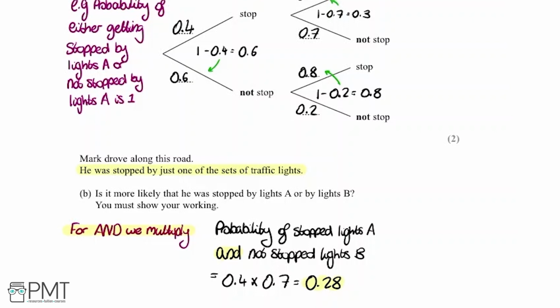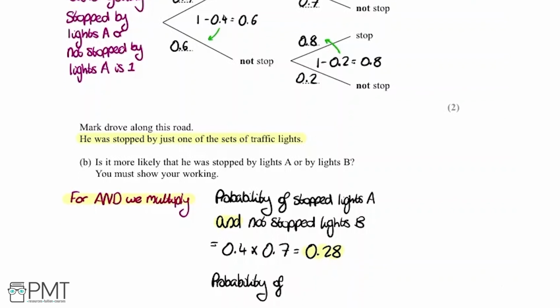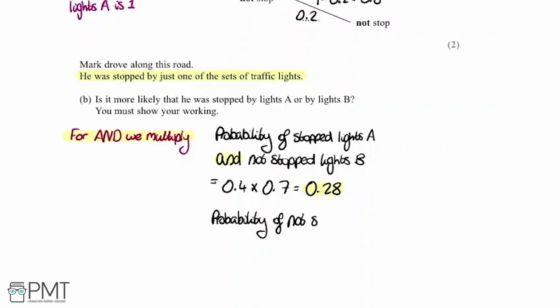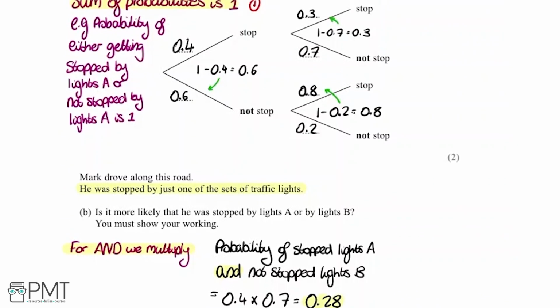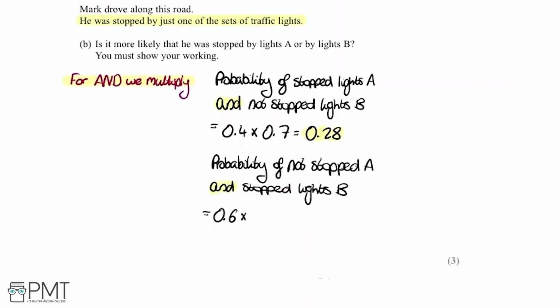So now we've got the second option. We've got the probability not stopped by lights A and stopped by lights B. So again, we've got our "and" in there, so we're going to be using multiplication. We're going to have a look at the probabilities. So we've got not stopped by A, so that's 0.6, and stopped by B, so that's 0.8. So we've got 0.6 multiplied by 0.8, which gives us 0.48.